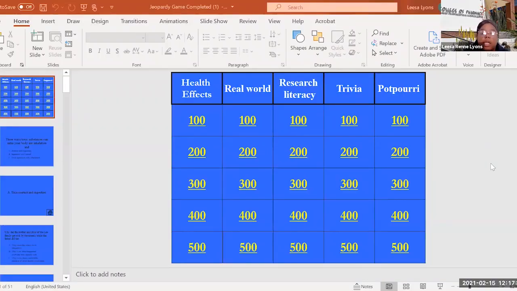Okay, so here we have our Jeopardy game. And like I said before, the game actually covers a range of different lessons. So of course we have those that were just in the environmental health lesson. So those are going to be in health effects versus real world. But we have other lessons on this page that go over research literacy. So we're going to have a couple of research literacy questions. They're not anything too hard. So even if you don't include those lessons, your students will still probably be able to deduct the answers.